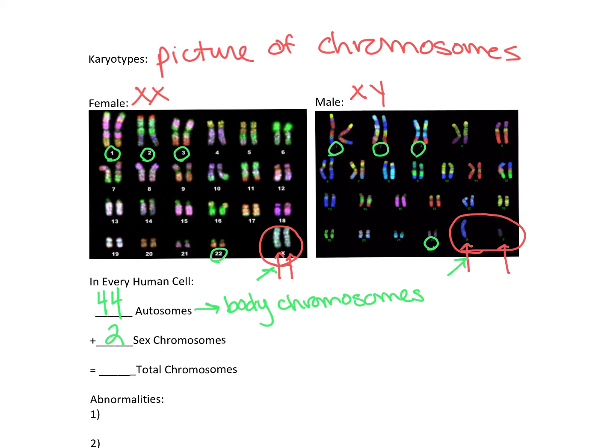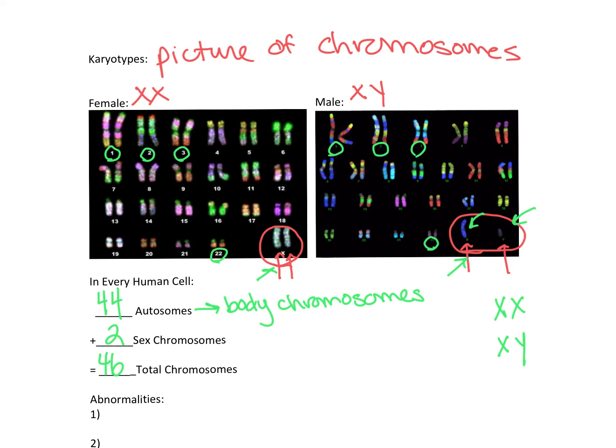So when a baby is made, the only thing mom can offer the baby is an X. So it's actually dad that determines the sex of the baby because either the sperm is going to be a Y sperm or an X sperm. If dad offers an X sperm, then they're going to have a baby girl. Mom donates the X egg, and if dad gives a Y sperm, then it's going to be a baby boy. So 44 plus 2 equals total chromosomes at 46.